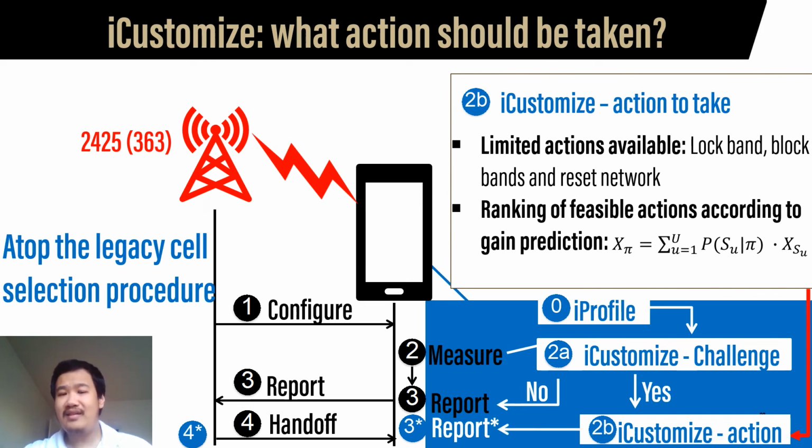Due to device-side limitations, iCellSpeed cannot select the cell directly. There are only 3 options available: lock band, block bands, and reset network. iCellSpeed assesses potential benefits of each possible action and picks the one with the highest gain prediction. Please refer to our paper for more details about how we do the assessment.